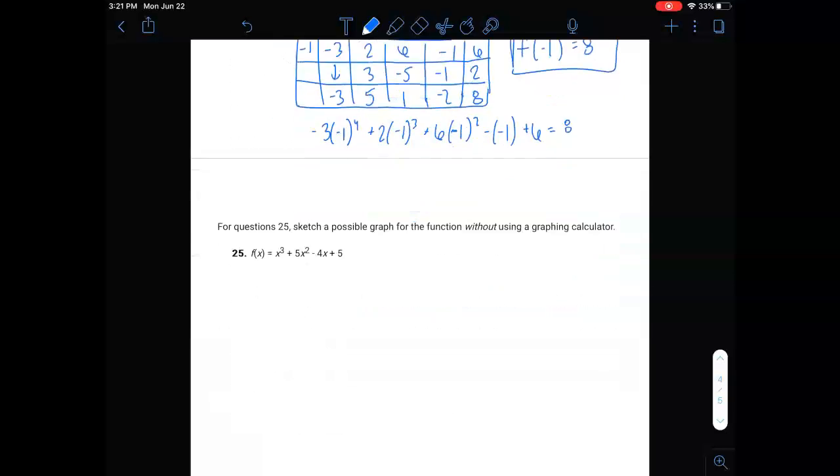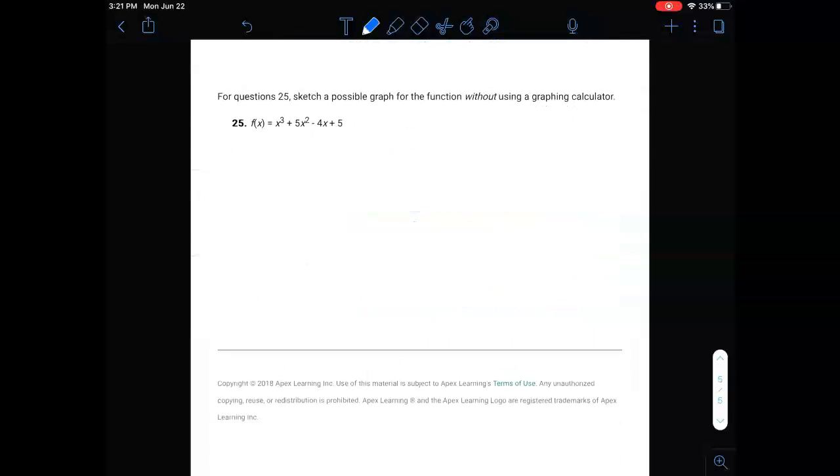Now, for the last one here, 25, sketch a possible graph. I want you to be able to do that on your own, so I'm not going to tell you how to do that. But what I am going to tell you is be careful of the exponent. So look at the exponent. Ask yourself, is it odd or even, and what does that mean? What does the leading coefficient mean?